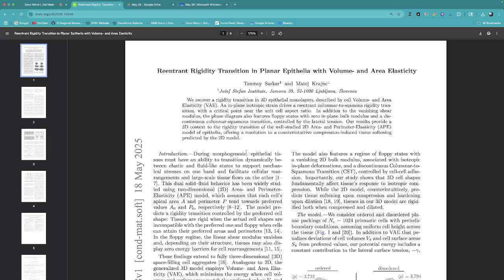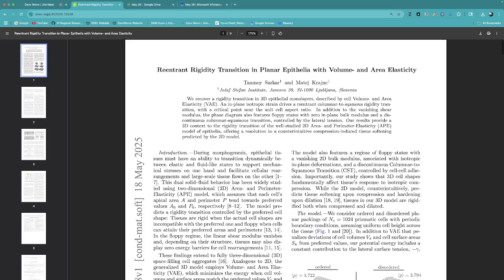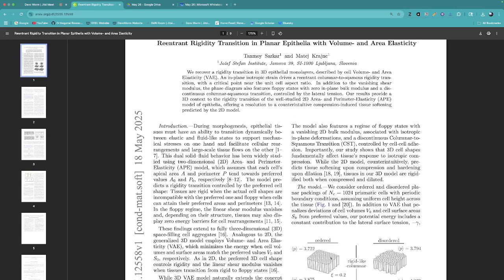In addition to the vanishing shear modulus, the phase diagram also features floppy states with zero in-plane bulk modulus and a discontinuous columnar squamous transition controlled by the lateral tension. Our results provide a 3D context to the rigidity transition to the well-studied 2D area and perimeter elasticity, or AP, model of epithelia. So this is, of course, we'll get into this, offering a resolution to the counterintuitive compression-induced tissue softening predicted by the 2D model. So we'll get into this figure in a minute.